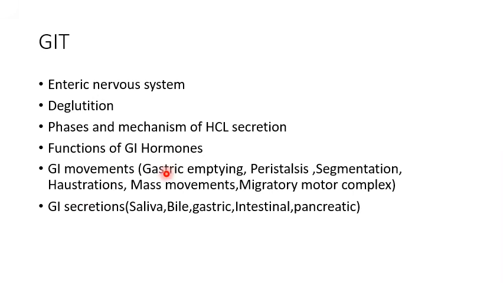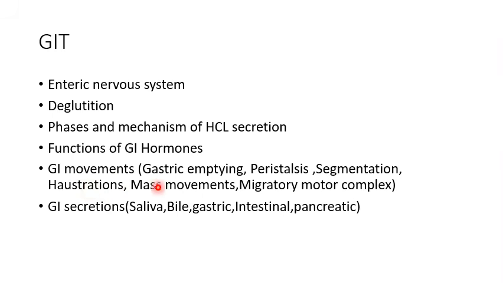Then GI movements in the stomach. You read about the gastric emptying and what is retroperistalsis in the GIT, in the stomach. Then peristalsis. Peristalsis you can explain in the esophagus, in the stomach, and in the intestine. And you have to explain about the law of gut. And segmentation, it is happening in the small intestine, a mixing type of movement. Then haustration, it is a movement occurring in the large intestine.